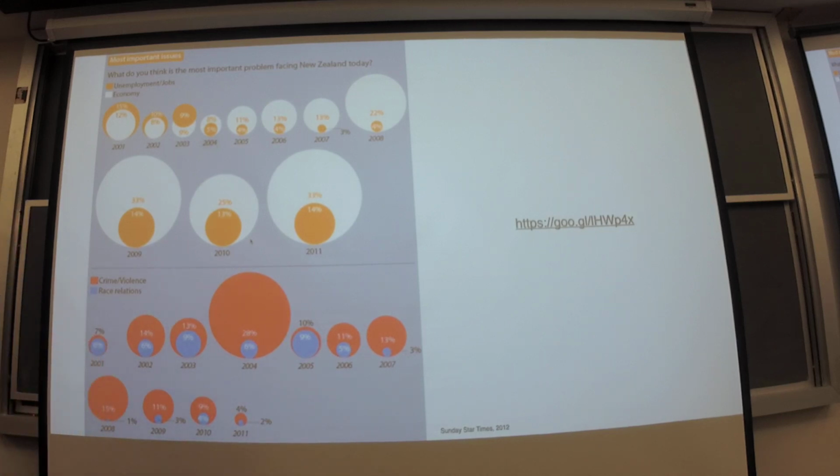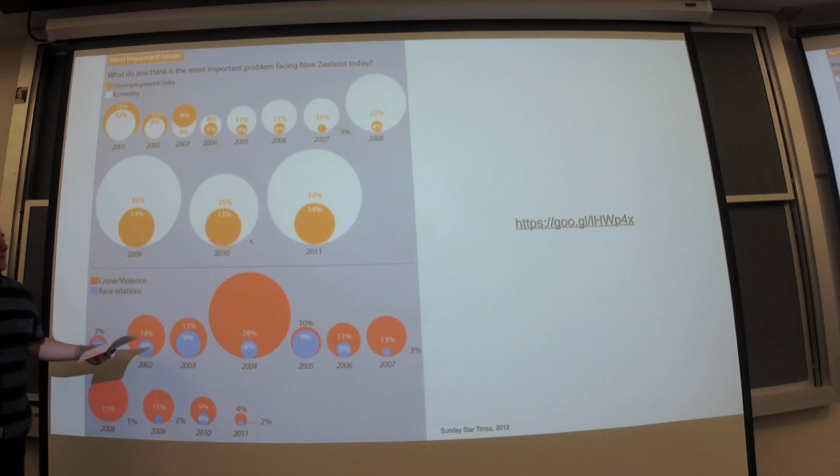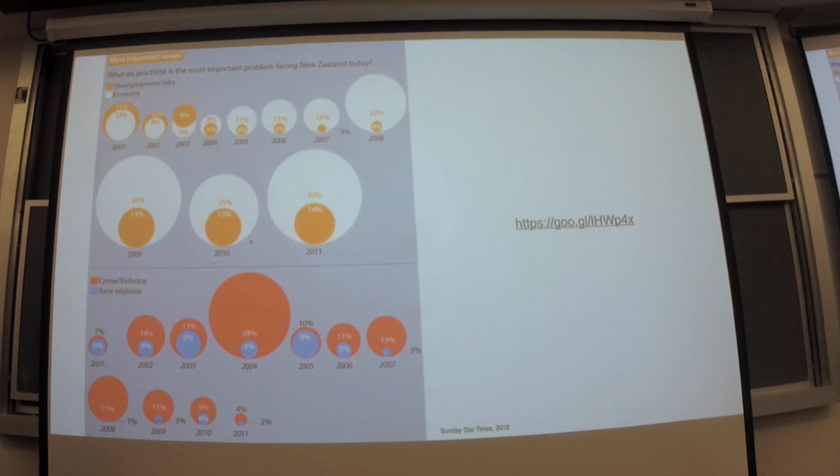So let's talk a little bit about this first before we look at the redesigns. What are the questions that this visualization tries to answer? Most important issues to the public. Yes, and these issues are unemployment, economy, crime, and race relations.